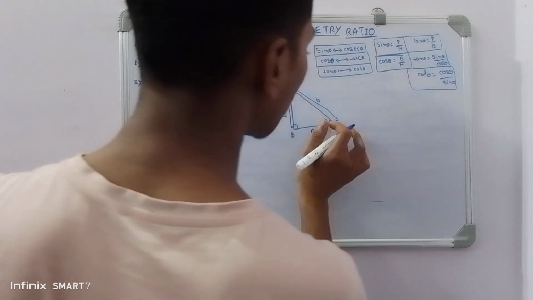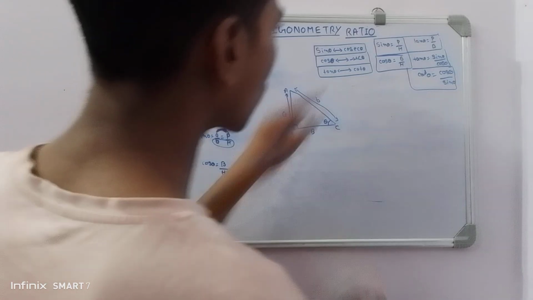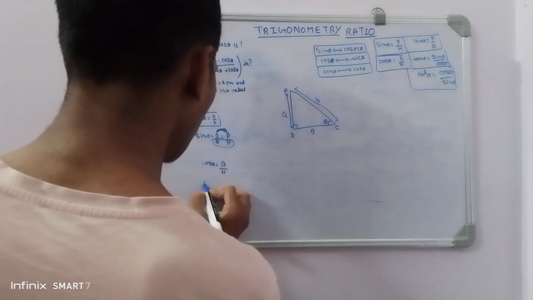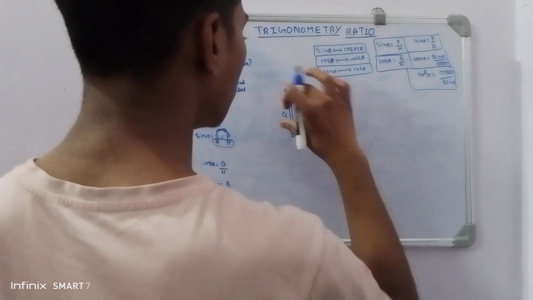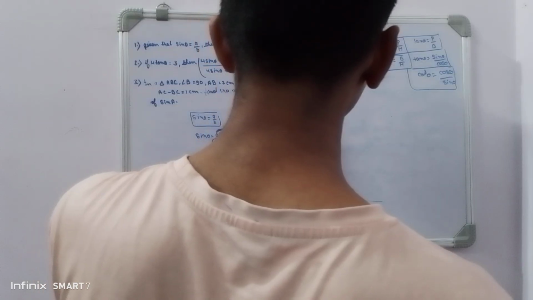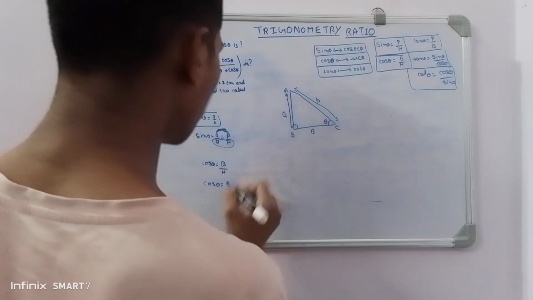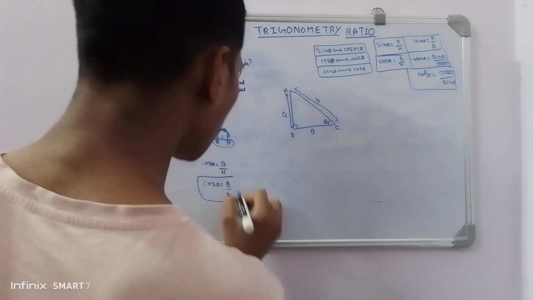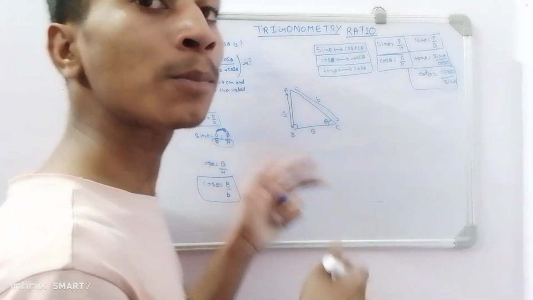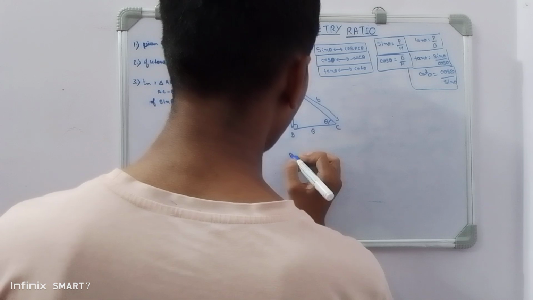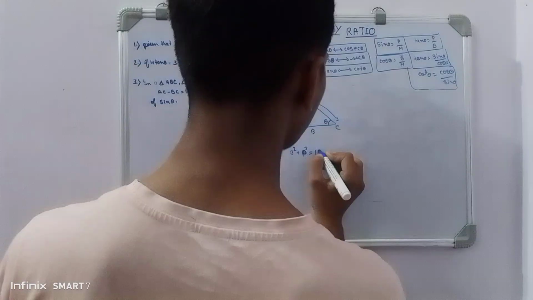For this angle theta, this one is going to be the base. Cos theta means base upon hypotenuse. You don't know the value of BC, because the value of AB is A, the value of AC is B, and BC you don't know. H you know, which is equal to B. So now you have to find the value of the base, then you will get your answer. How will you find it? You have to use the Pythagoras theorem: base square plus perpendicular square is hypotenuse square.